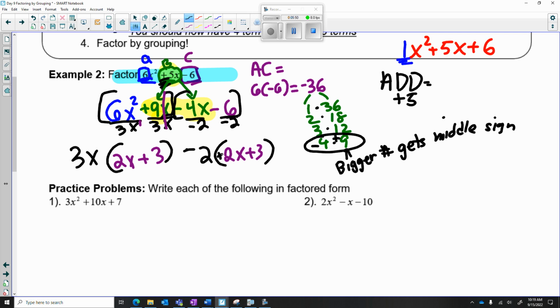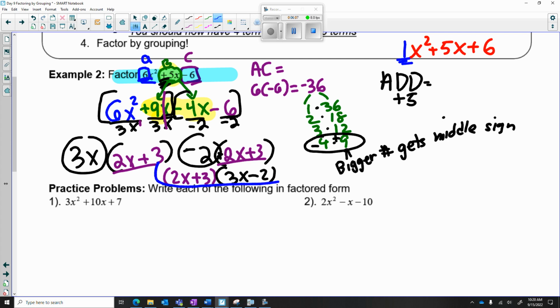All right, now we have matching terms. That's nice. So now our bubbles are the same. This becomes the new common bubble, GCF 2x plus 3. And then what's left over on the outside goes in the other bubble, 3x minus 2. And we're done. So this is our final answer.